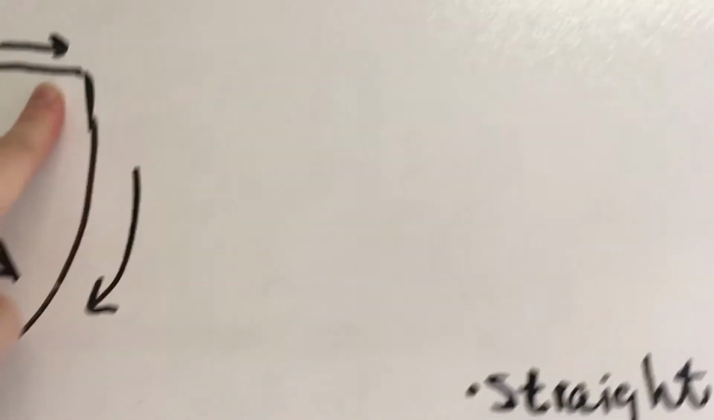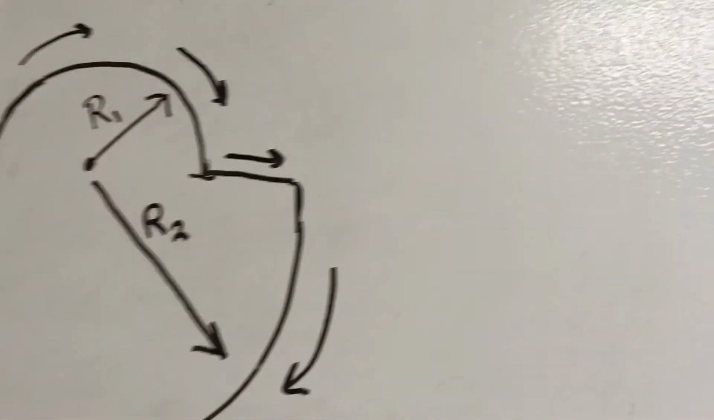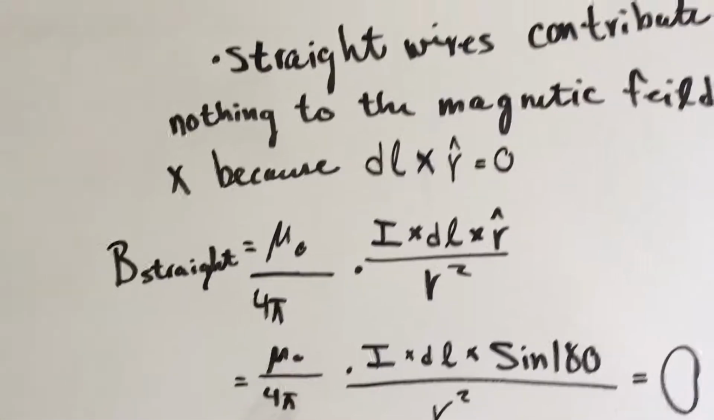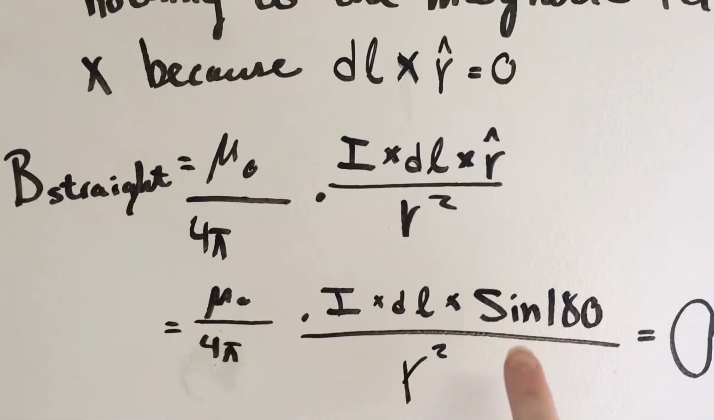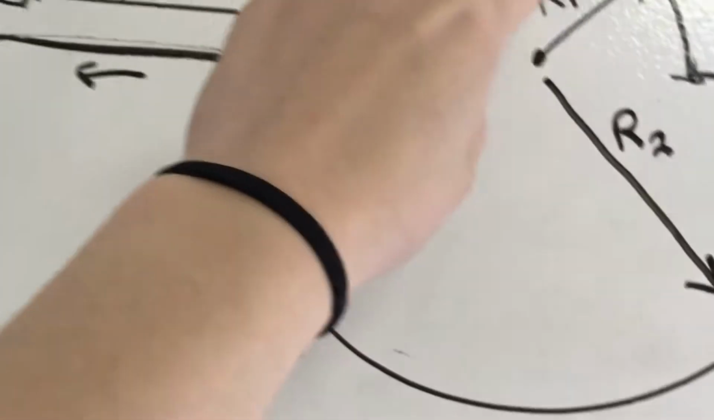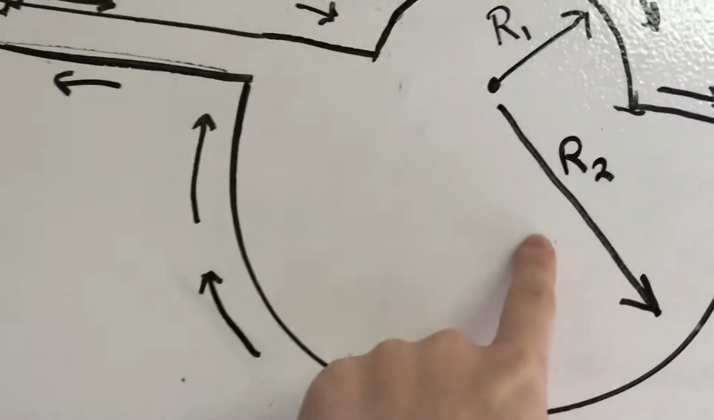It has been shown that a straight line actually has no effect on the overall magnetic field. So it contributes nothing, because whenever you plug in your straight line, sine of 180, you get all of this divided into 0, which is equal to 0. So we're left with trying to find the magnetic field of the R1 and R2 semicircles.